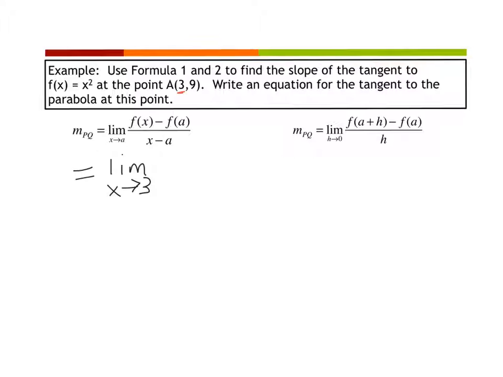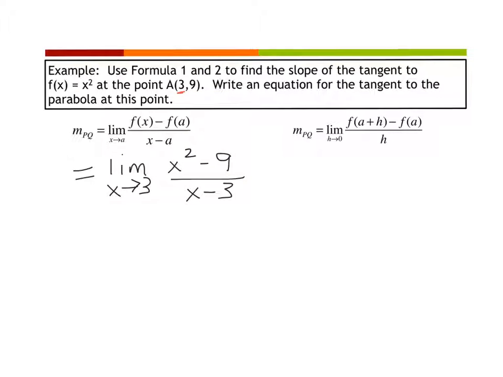So f of x just means the equation, so x squared in this case. Now f of a means a filled into the equation. So in this case, our a value is 3. So I could write f of 3 if I wanted to take it a little slower, but I know it's going to be 3 squared, which is 9. So it's minus 9. Now on the bottom, it's x minus a, which is x minus 3.